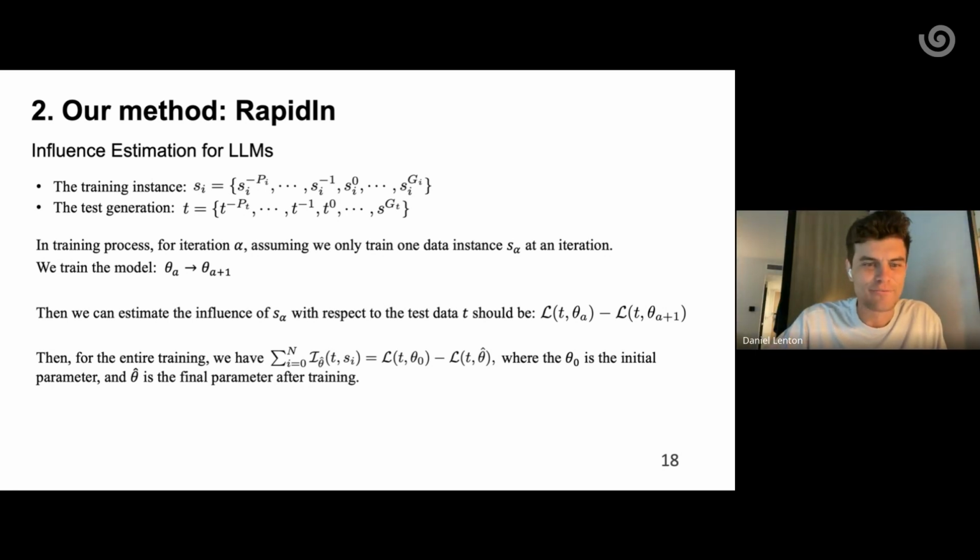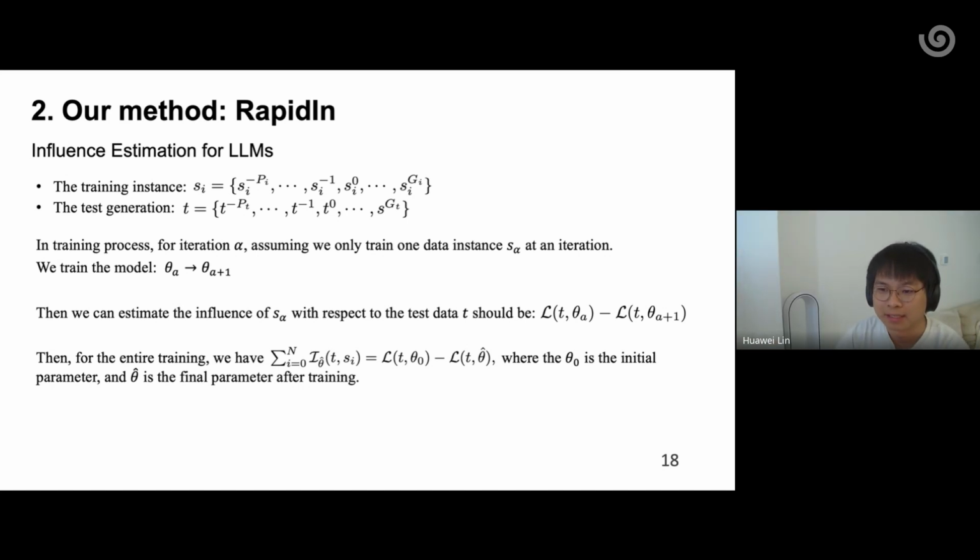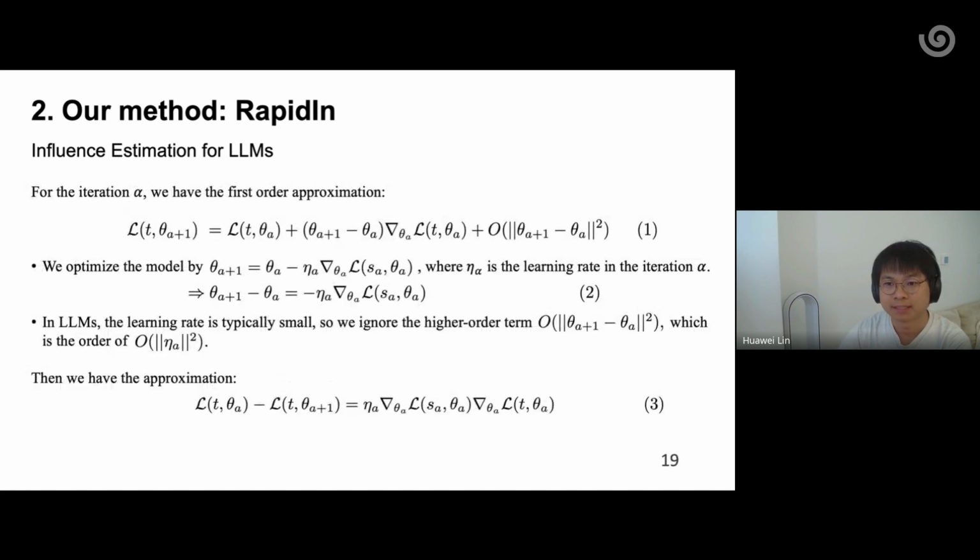Cool. Okay. So here we can get the sum of the influence of each training data. And then now we have the first order approximation for the loss of theta_A plus 1 by Taylor's theorem. Then we typically optimize the model by gradient descent.